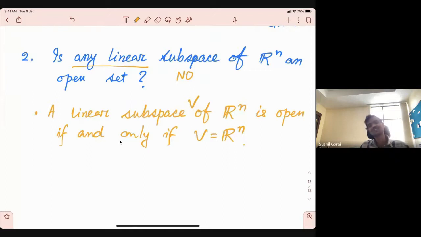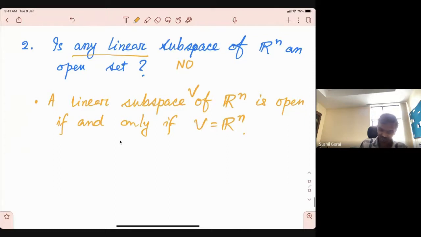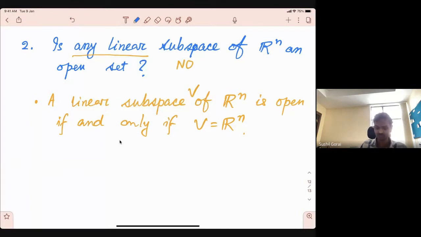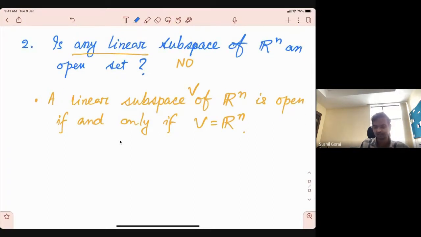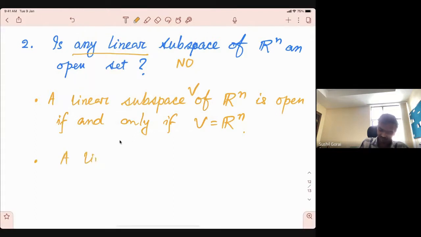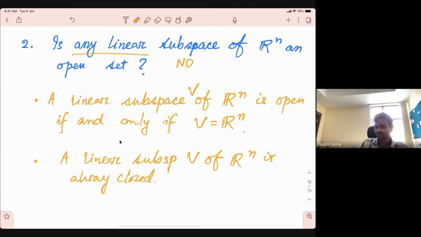So all other subspaces are actually a closed subset. We will show that. We'll see using continuous function, that will be easier to show. But you can show directly that every other subspace, and by the way, there is also this thing, a linear subspace V of Rn is always closed. It's a closed subset.